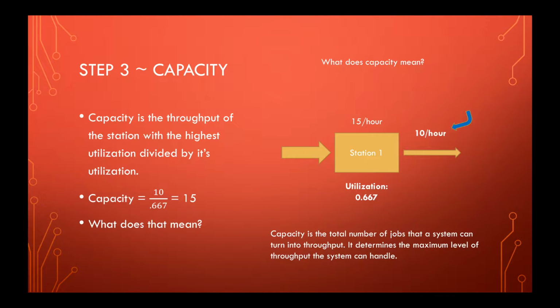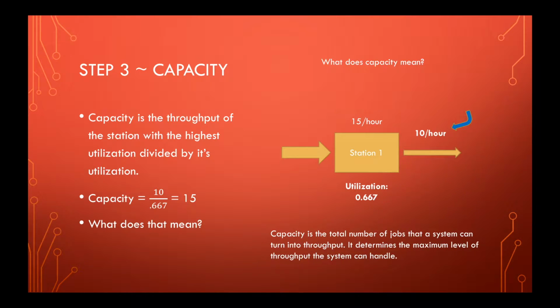If you look at this as a whole, this capacity is the total number of jobs that a system can turn into throughput. It determines the maximum level of throughput the system can handle. So if you remember back to the processing rates of our simple system, we had 15 parts per hour, 20 parts per hour, and 18 parts per hour. So when you think about how many parts per hour our system can handle, the most amount of parts the system can handle is 15 per hour.